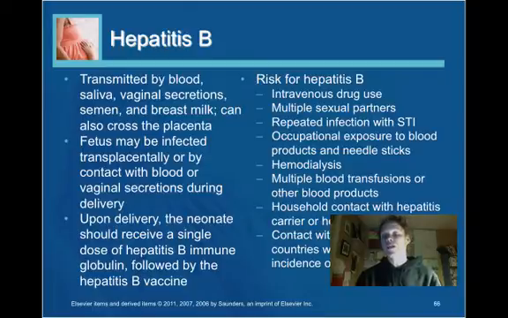Who's at risk for hepatitis B? IV drug users, folks with multiple sexual partners, folks with repeated infections due to sexually transmitted infections, occupational exposure, so people that are exposed to blood products or needle sticks, hemodialysis patients, people who have received multiple blood transfusions or other blood products, any household contact with a hepatitis carrier or hemodialysis patient, and contact with patients arriving from other countries where there's a high incidence of the disease.